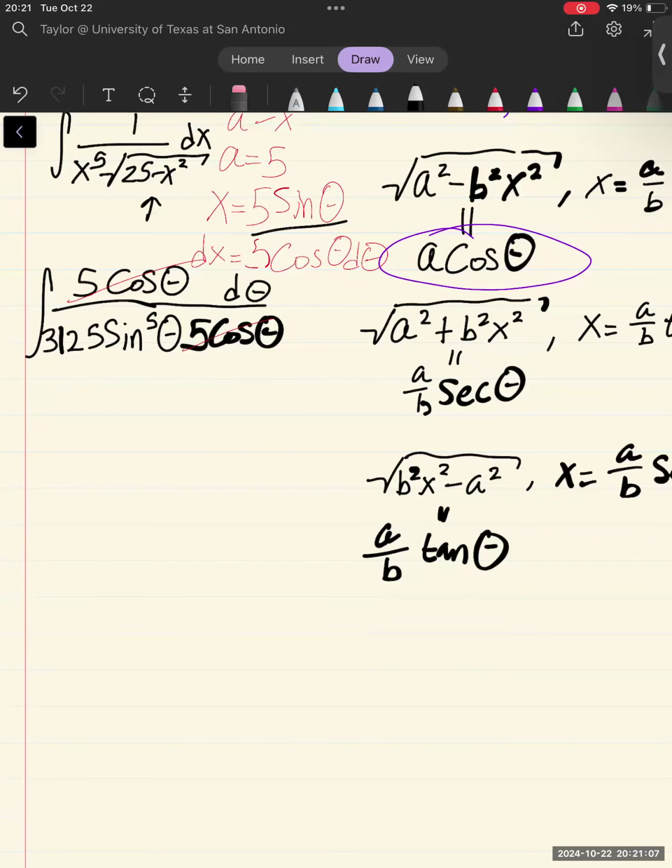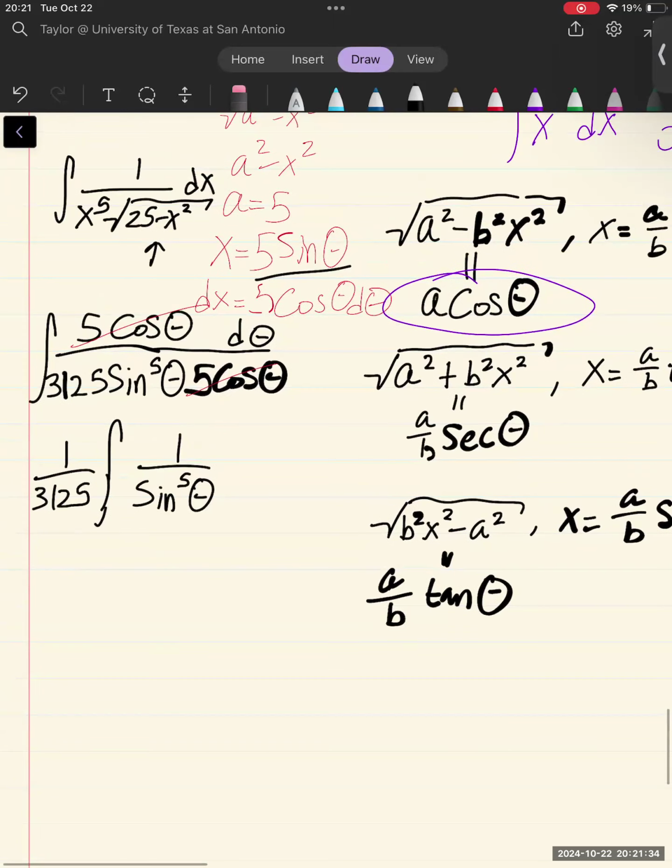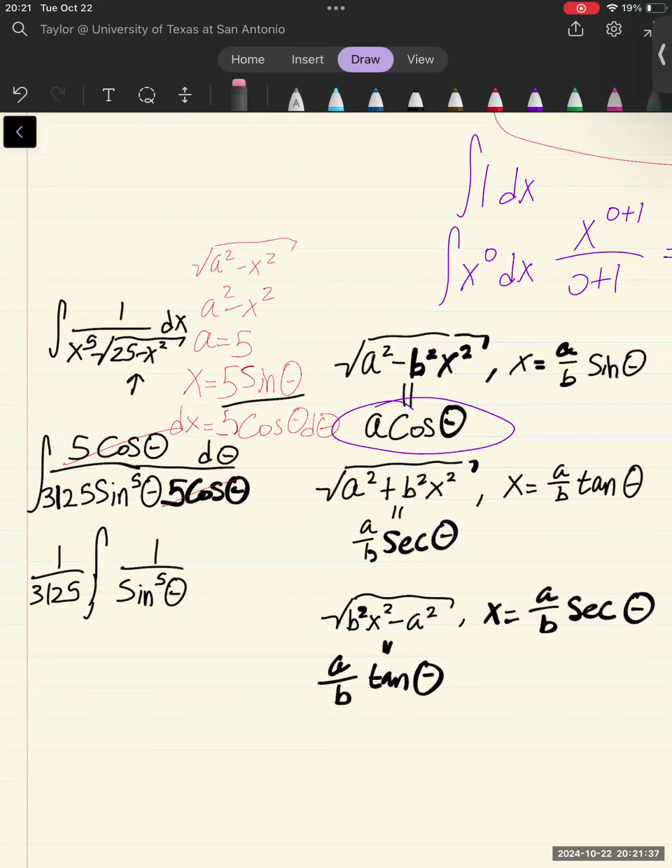And then simplifying this integral, 1 over 3125 integral 1 over sine to the 5th theta. And so what I can really write this as, oh, I did this earlier. Sorry, everybody, real quick pause. This is a 2, not a 5. If it's a 5, it makes it much harder. So this is a 2.